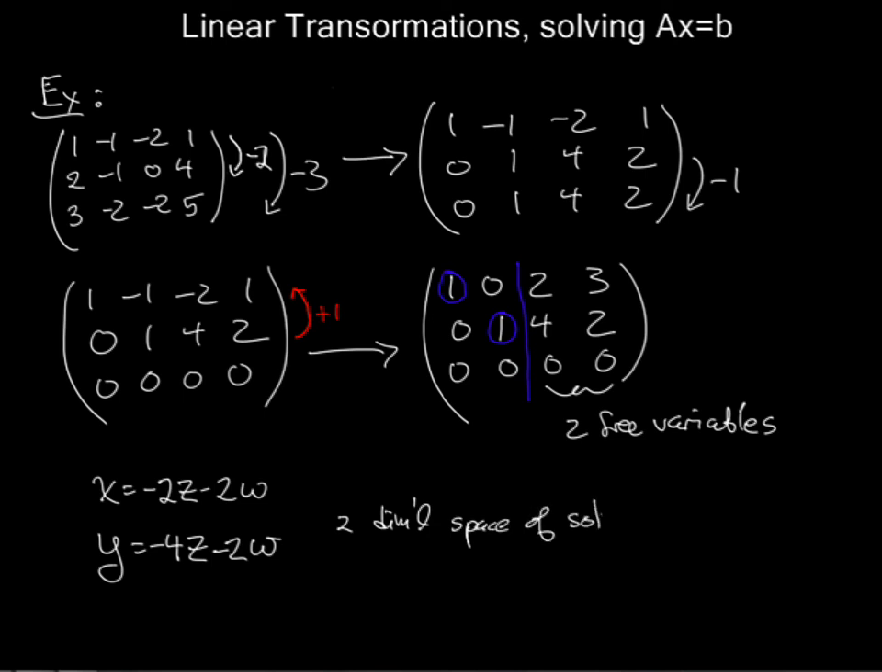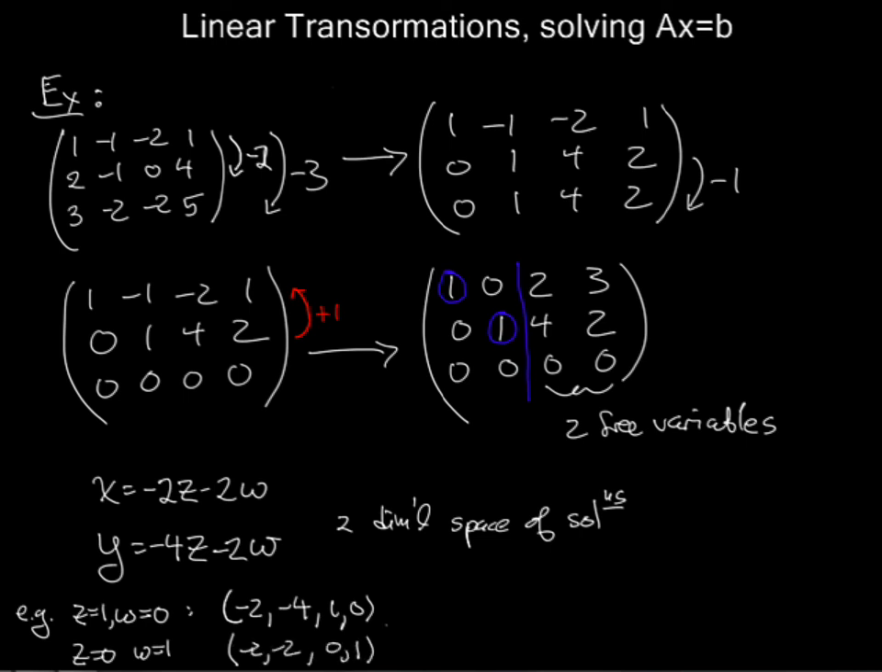So in order to describe this space, you can pick 2 vectors in it, as follows. Set z equal to 1 and w equal to 0 to get x equal to -2 and y equal to -4, giving the vector -2, -4, 1, 0. Or set z equal to 0 and w equal to 1 to get the vector -3, -2, 0, 1. That's 2 vectors in the space of solutions. So the space of solutions is exactly the span of these 2 vectors, and so that makes it clear it's a subspace and it's 2-dimensional.